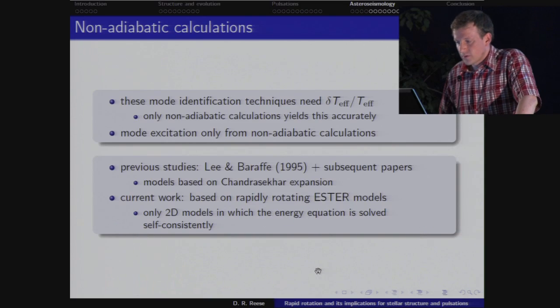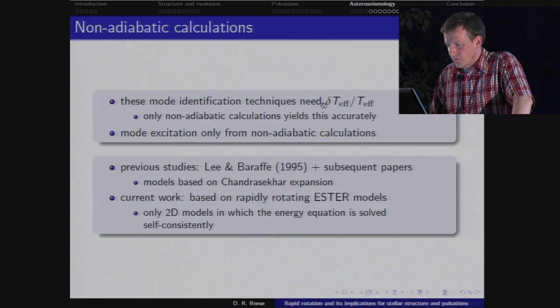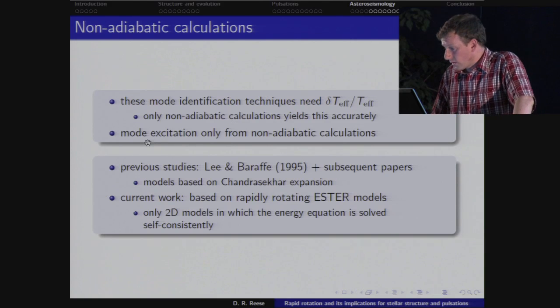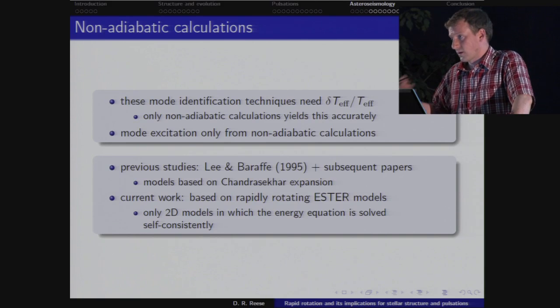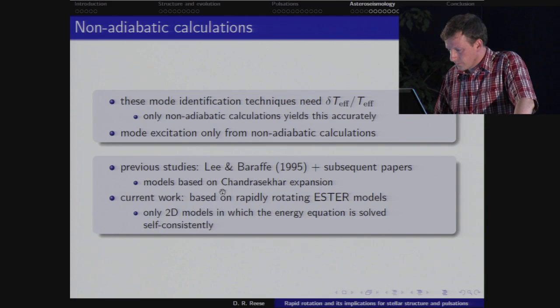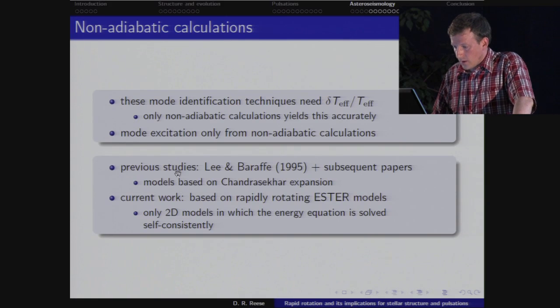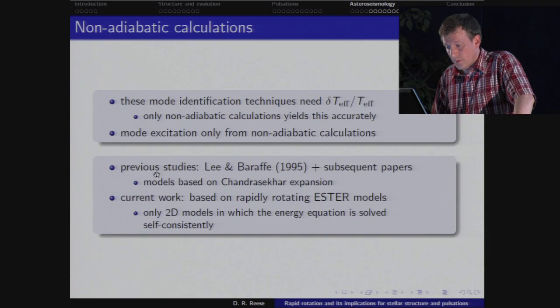However, for these methods to work properly, you really need to be able to calculate the variations in effective temperature, and this can only be done accurately using non-adiabatic calculations. Furthermore, another advantage of non-adiabatic calculations is that you know which modes are excited, so that can also be used as a constraint. Now, there have been various studies, especially by Yumin Li and also co-authors, who have looked at how non-adiabatic effects play in the pulsations of rapidly rotating stars.